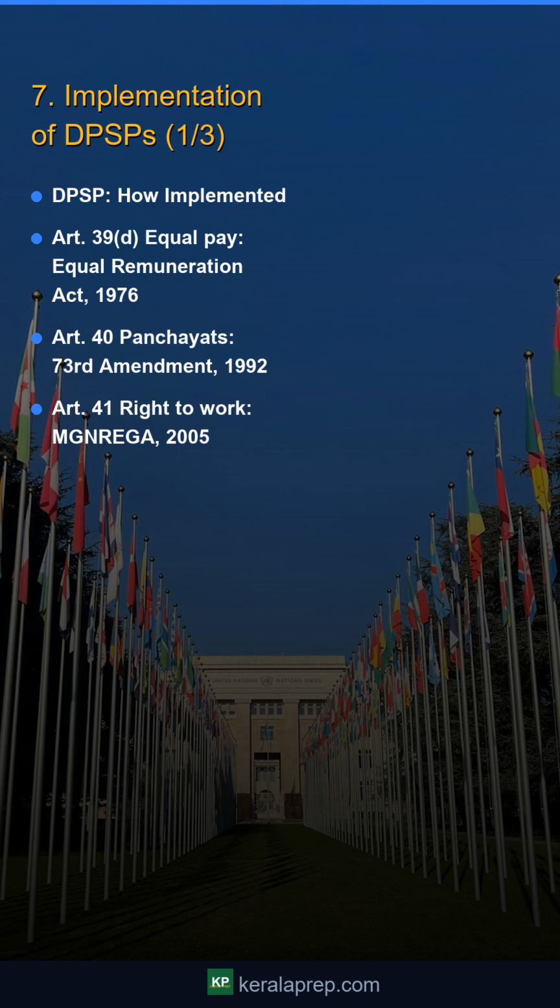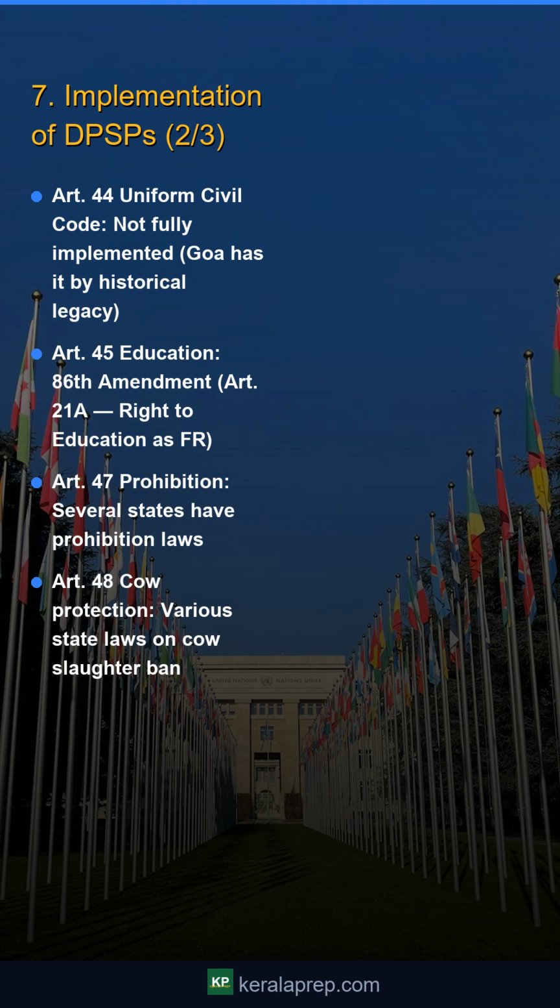Article 44, Uniform Civil Code: not fully implemented, Goa has it by historical legacy. Article 45, Education: 86th Amendment, Article 21A, Right to Education as FR. Article 47, Prohibition: several states have prohibition laws. Article 48, Cow Protection: various state laws on cow slaughter ban.